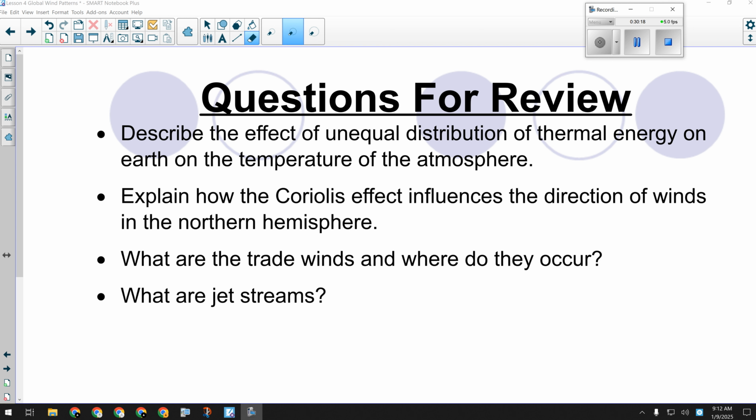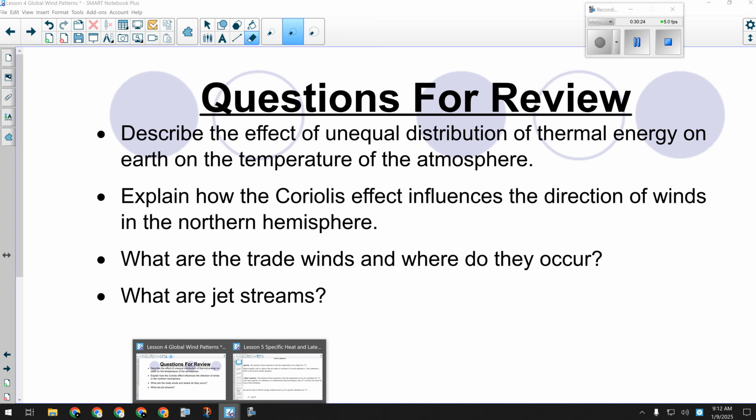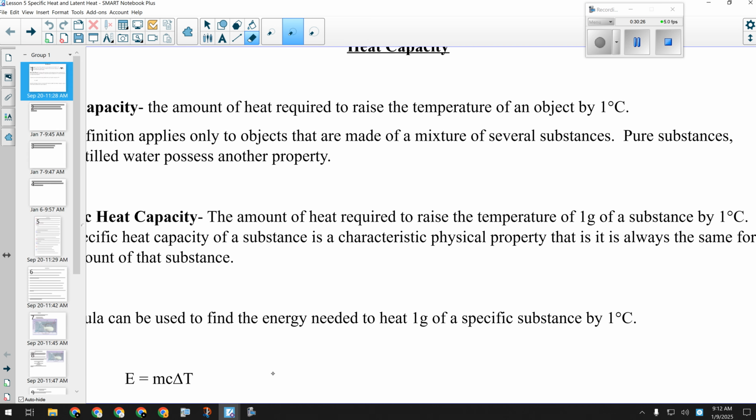Okay, any questions on those questions? It's like thinking about thinking, questions on questions. Okay, well, let's move on to heat capacity.